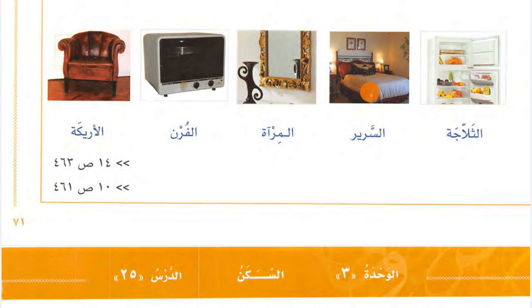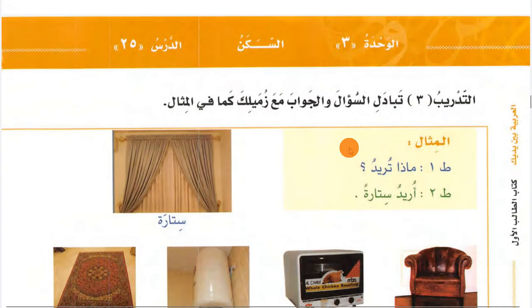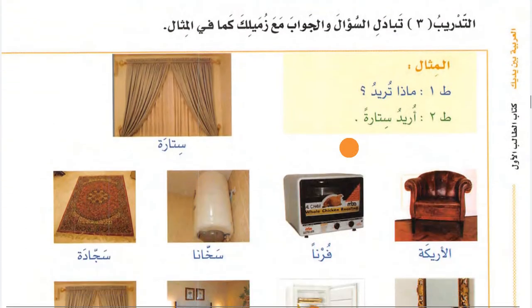Okay, then the second person will reply, تفضل, هذا هو السرير. Yes please, here it is the bed. So here you see sarir is a masculine word. It does not have a round ta, it does not have ta marbuta. So it is masculine, so I am using haza huwa instead of hazihi hiya. In this way you need to practice this exercise. Then you go to the next one.